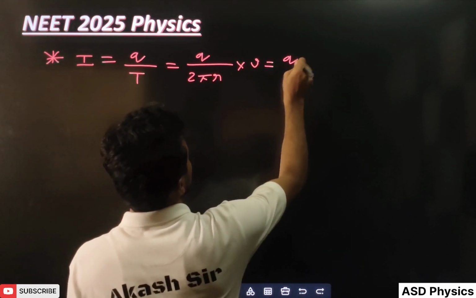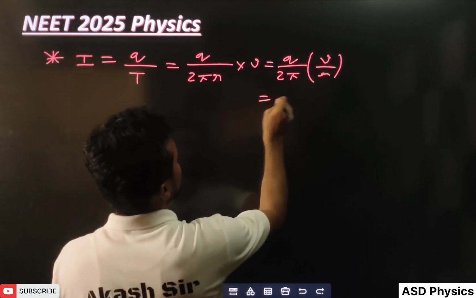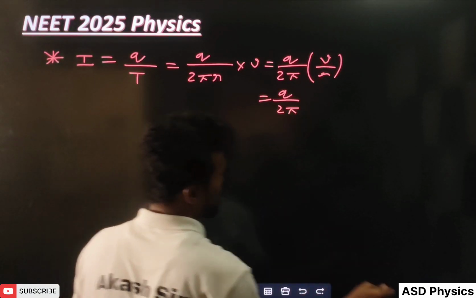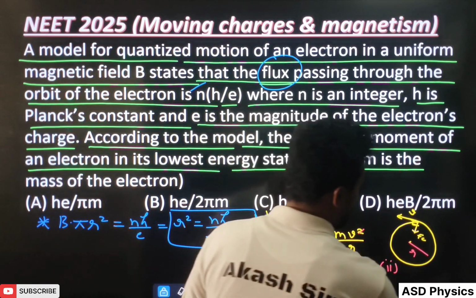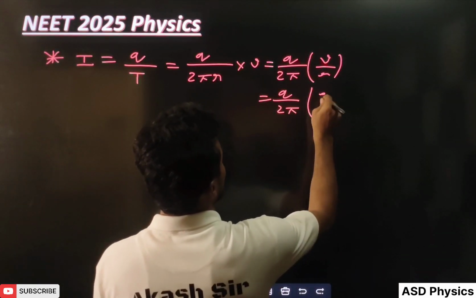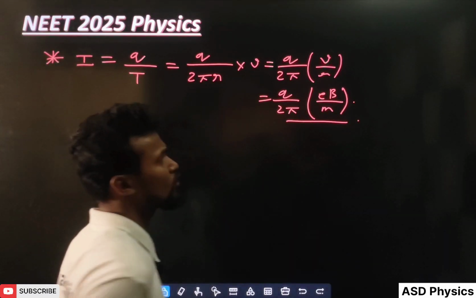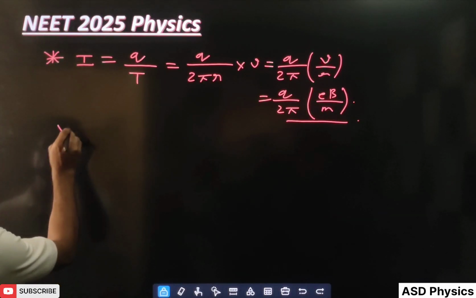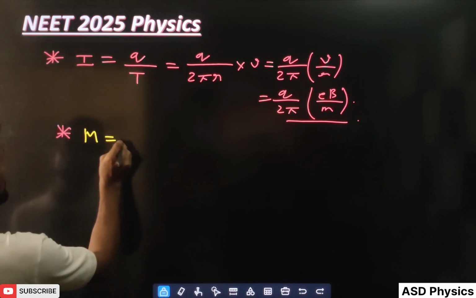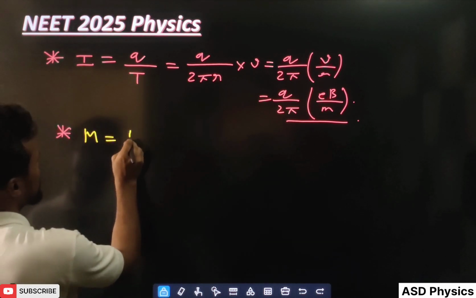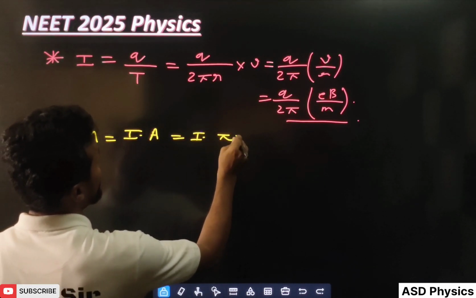So it will become, kindly see here, students, Q by 2 pi into V by R. So Q by 2 pi, and from here V by R is how much? EB by M. Kindly put it here. This will become EB by M. This is the current we have got. Everything we have got now. So the magnetic moment, M equal to NIA, number of turns is 1 only, so I into A. Area is given here, students, pi R square.